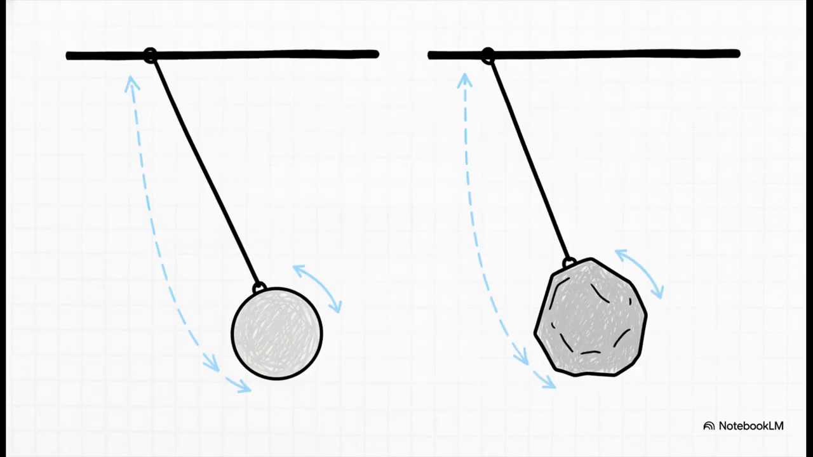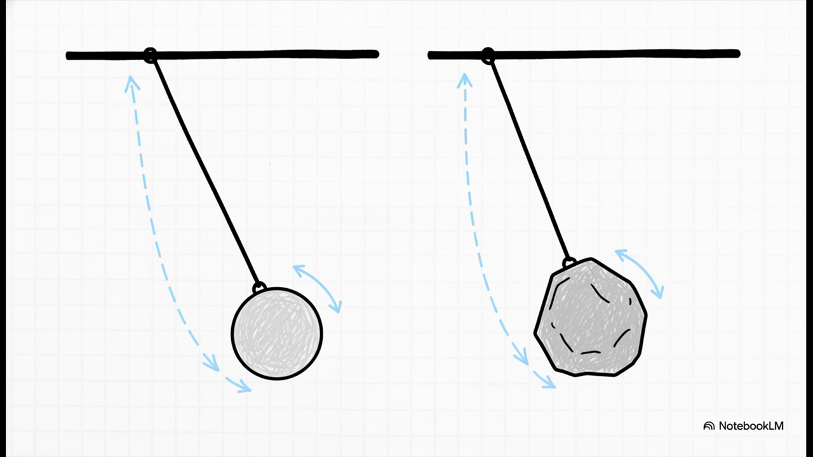Now, what is truly fascinating about the math governing a simple pendulum is actually what's completely missing from the equation. The formula for a pendulum's period, which just means the time it takes to complete one full swing back and forth, is T equals 2 pi times the square root of L over g. Do you notice what isn't in there? Mass. There's no m.